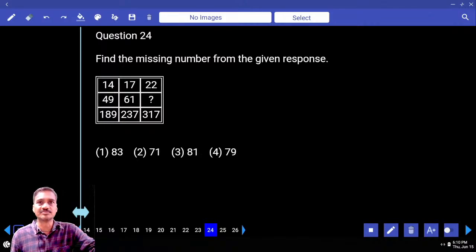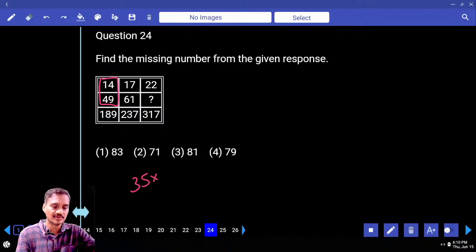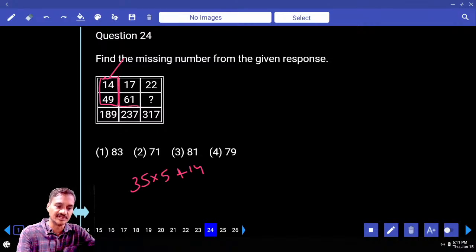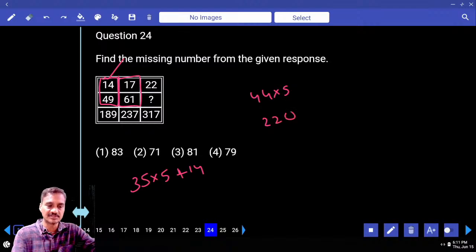Now in this 24, 49 minus 14. 49 minus 14 is 35. Now 35 into 5 is 175. Plus the first number 14. Now the same concept, 61 minus 17, is 44. And 44 into 5 is 220. And 220 plus the first number 17, that is 237.